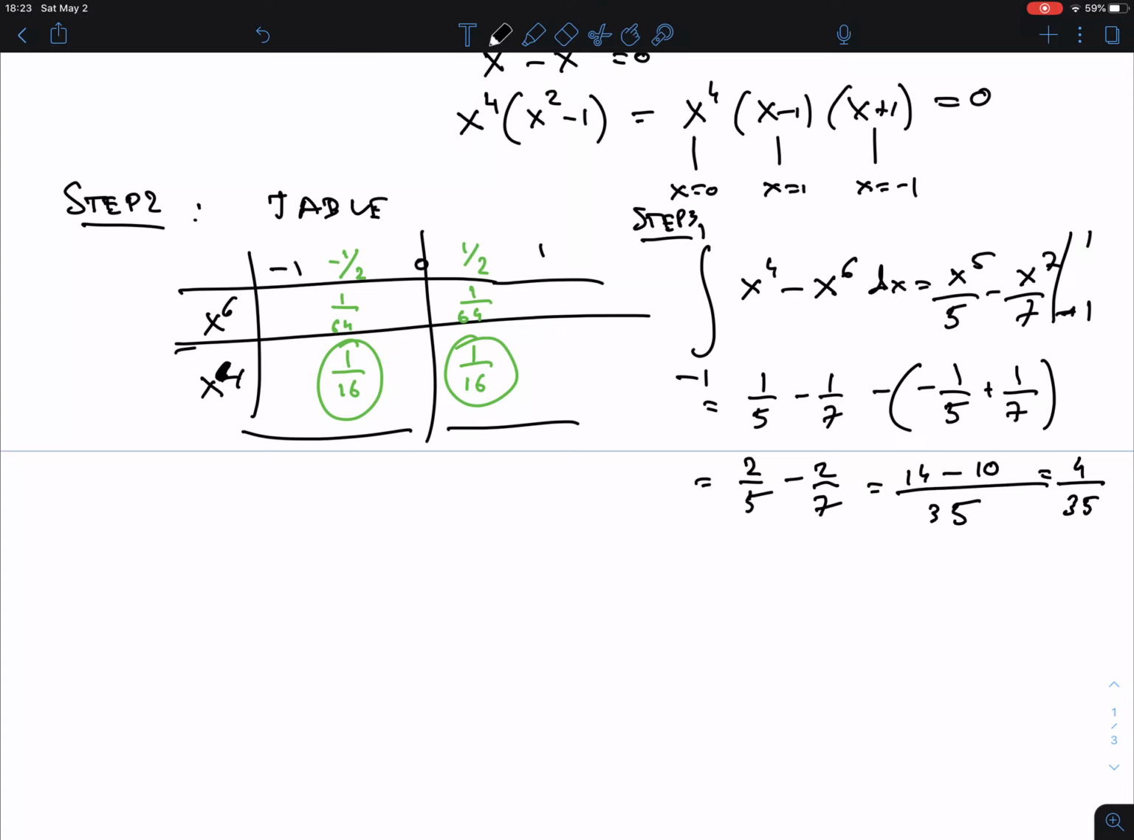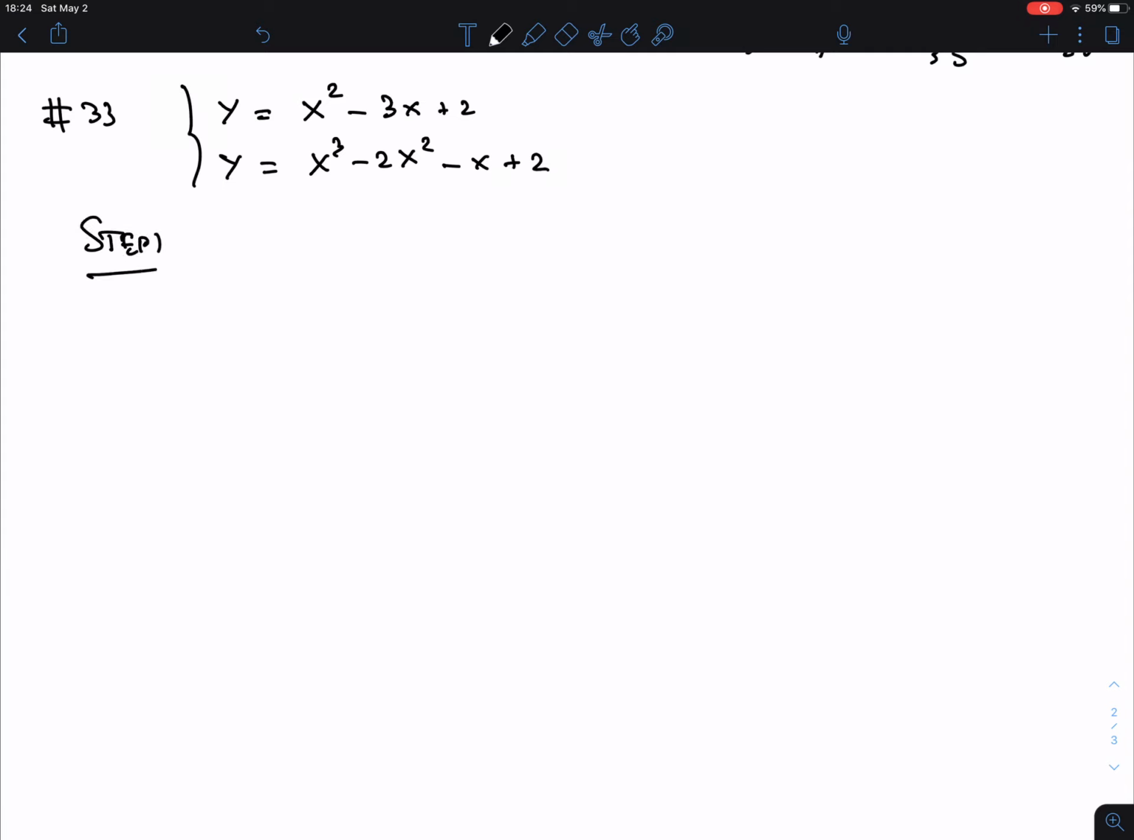Okay, sorry. All right, and then the last one, that was number 33. 33, same question, so ignoring whatever this was saying about this y integration, we completely ignore that. And then the other one was x cubed minus 2x squared minus x plus 2. Okay, and step 1, intersection points, put them equal to each other.